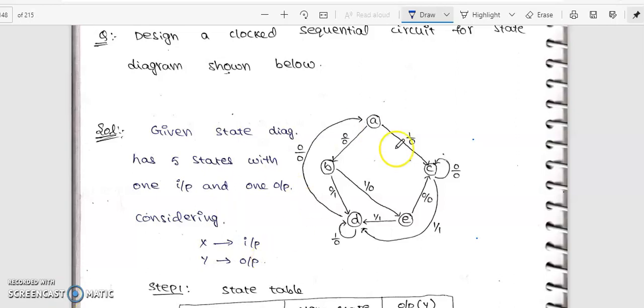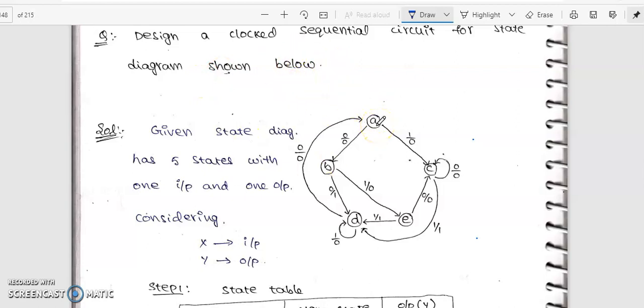Hello, this is one of the examples in which we can process state reduction and state assignment. That is why I have chosen this state diagram. Check the question: design a clocked sequential circuit for the state diagram shown below.